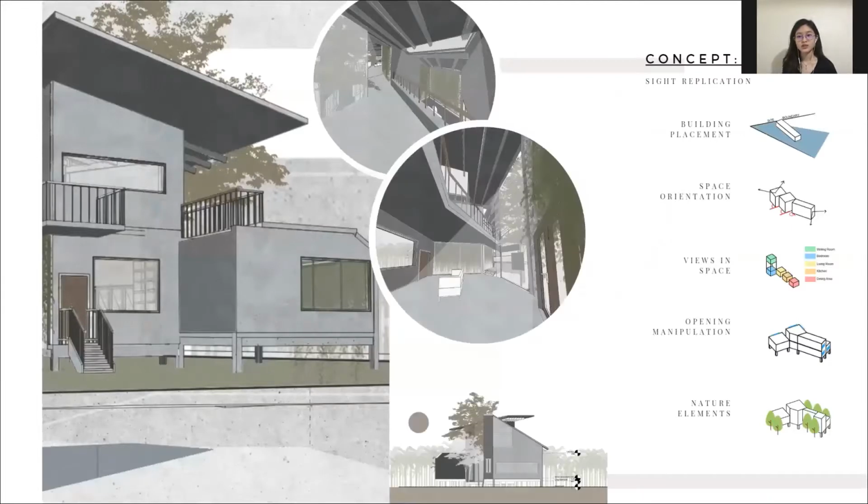An introduction to my concept, which is site replication. It is derived from the views that are on site. What my concept means is that each space will have a specific view, and then the design of that space will replicate that view so that it will look like it's part of a scenery. And this is achieved by manipulating the openings to control how much the client sees, and also incorporating nature elements to mimic the palm tree plantation and also the materials used.